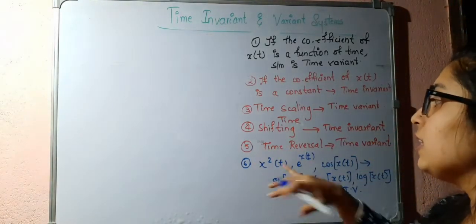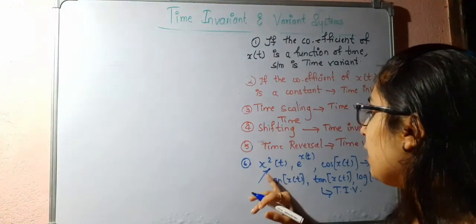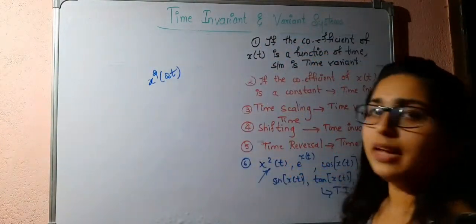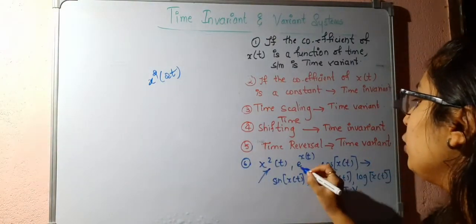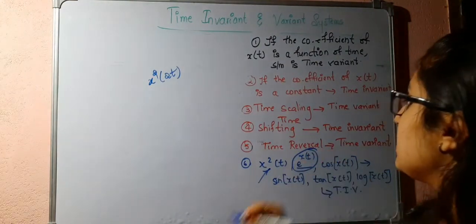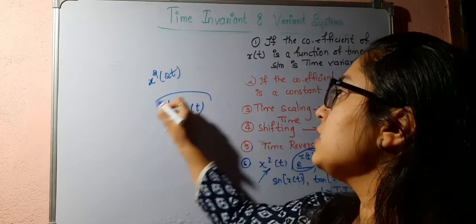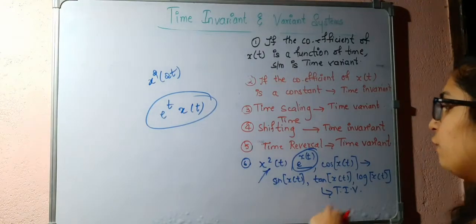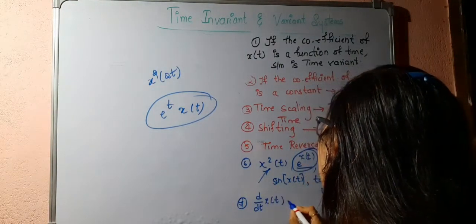If I am squaring the signal, that does not affect time invariance, right? But if you have x square of 2t, there will be a problem because there is scaling, so that becomes time variant. E to the power of x of t is time invariant, but e to the power of t times x of t is a time variant system. Cos x of t, sin x of t, and d by dt of x of t are time invariant.